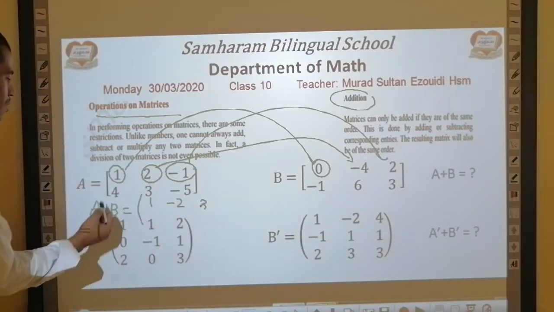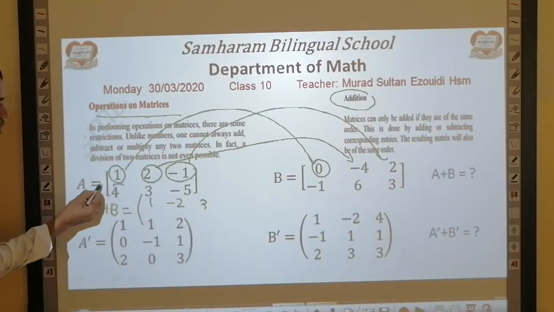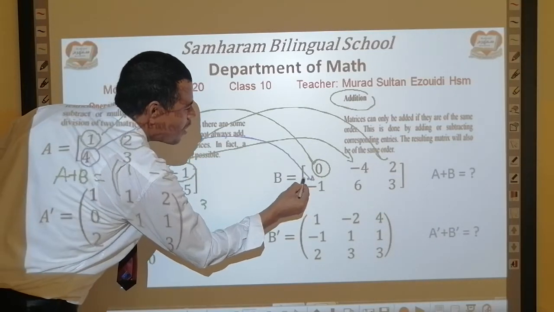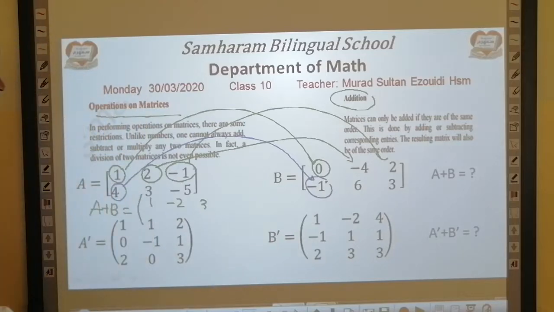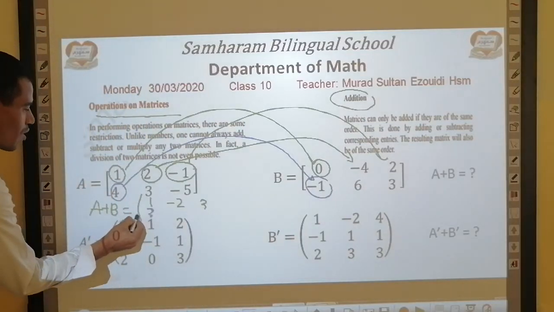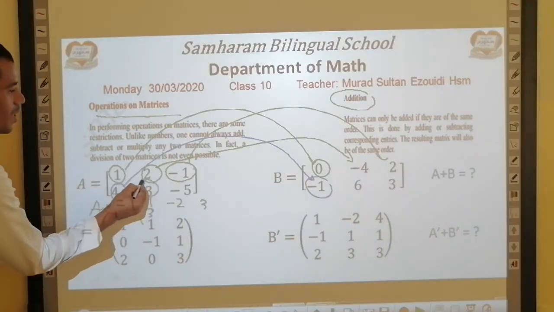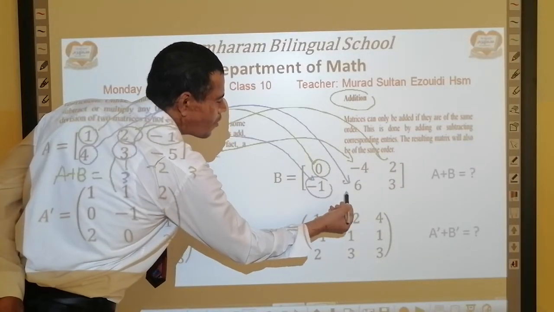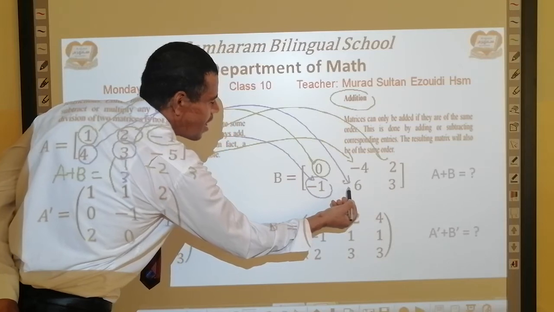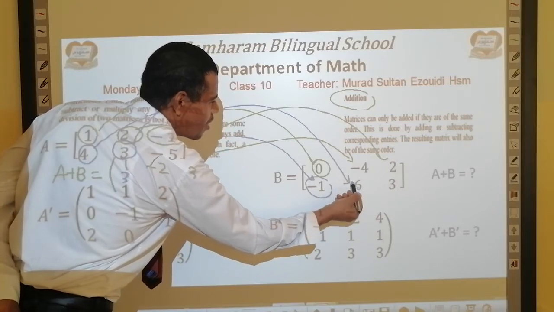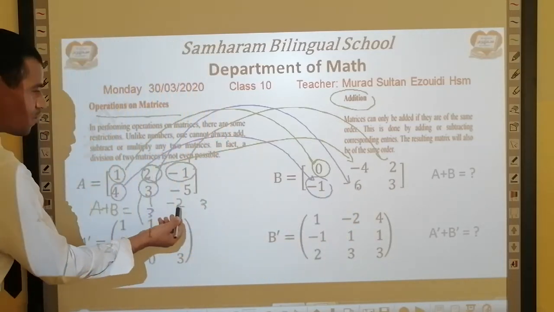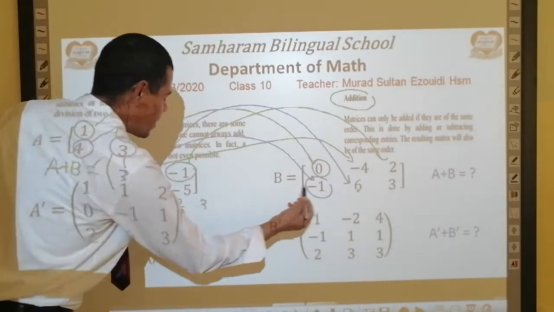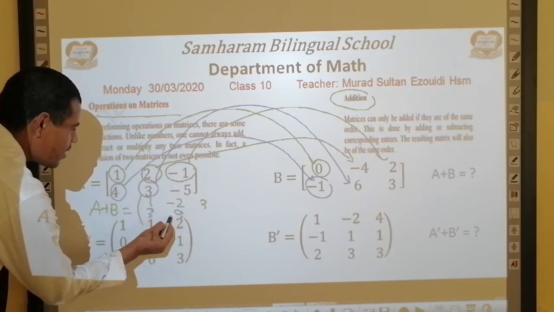Move to the second row. Now 4 plus negative 1, my kids. 4 minus 1 is 3. Good boy. Then 3 now. 3 I will add it to what? To the value lying on the second row, the second column. So it will be 3 plus 6 is 9. I will just write here 9.